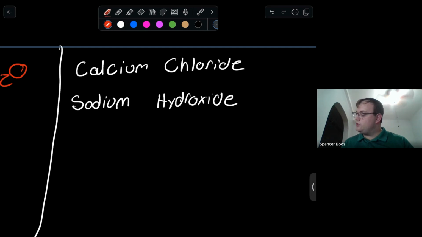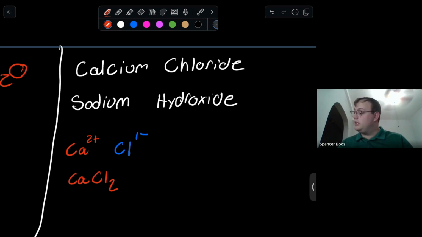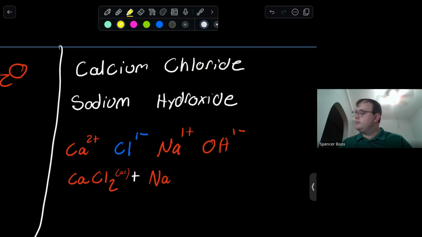So with calcium chloride, apologies, calcium has a 2 plus charge. Chlorine has a 1 minus charge. So when you do your crisscross, you get CaCl2. Right? We got to add that together with, I will also call this aqueous, aqueous sodium hydroxide: Na with a 1 plus, and then hydroxide 1 minus. I get this hydroxide here from the back side of my periodic table.